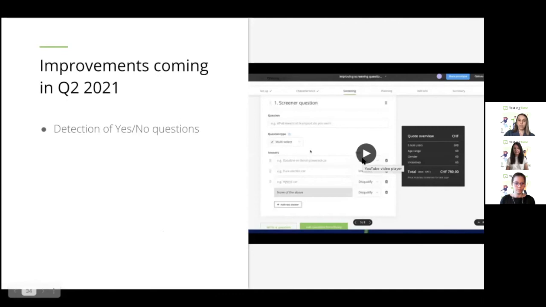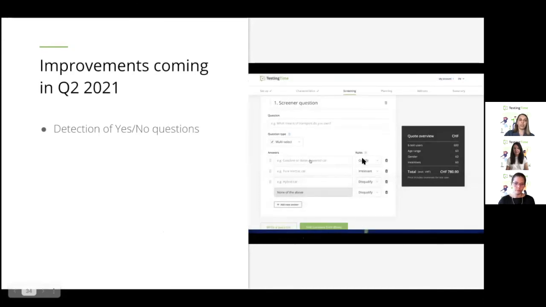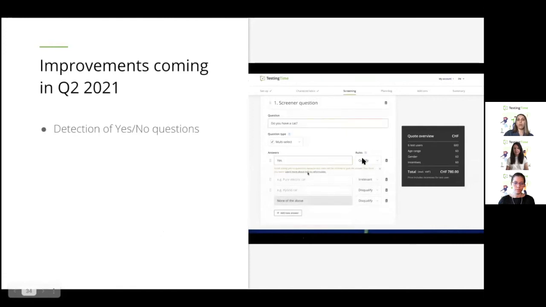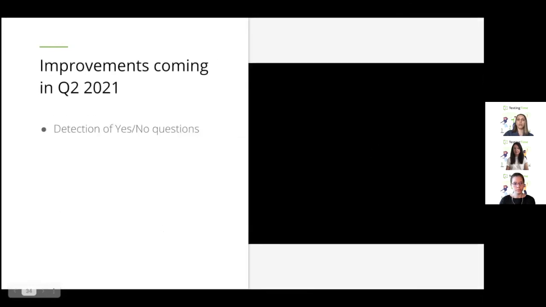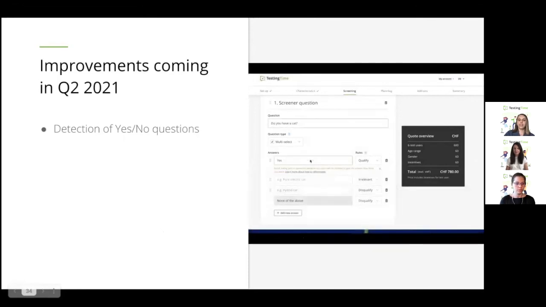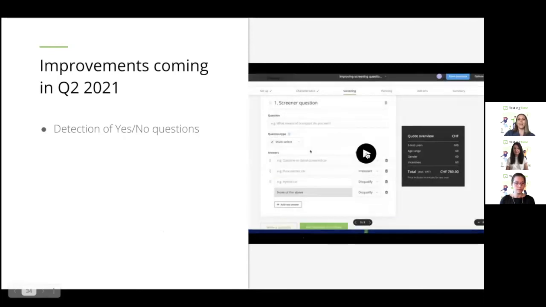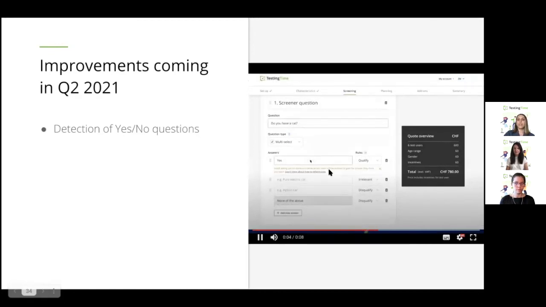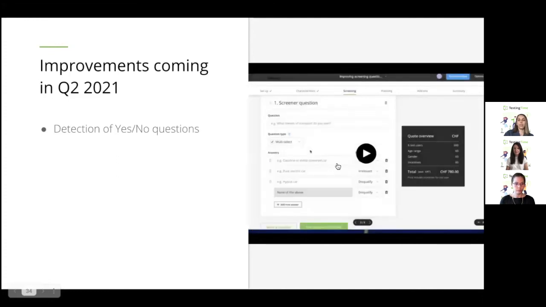Now, how are we going to help our customers overcome using yes/no questions? What is coming already in Q2 is the automatic detection of yes/no questions. Whenever we detect that our customer is writing a yes/no question, we're going to show a warning message saying to avoid asking yes/no questions. Then we have a learn more link so the customer can follow it and get some tips on how to reformulate the question.